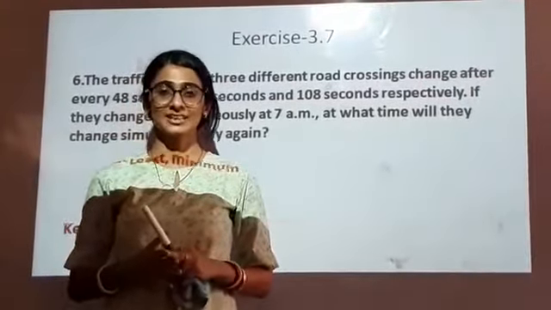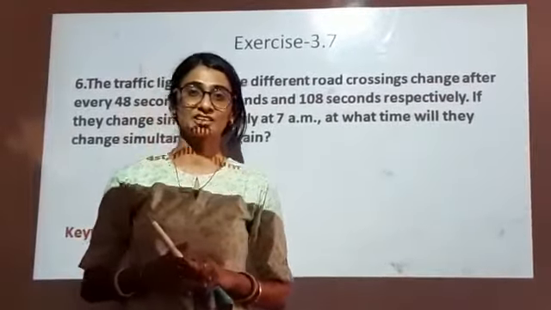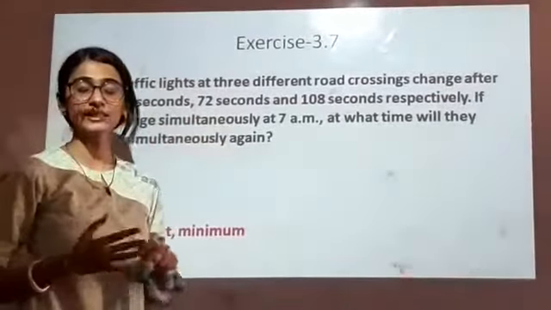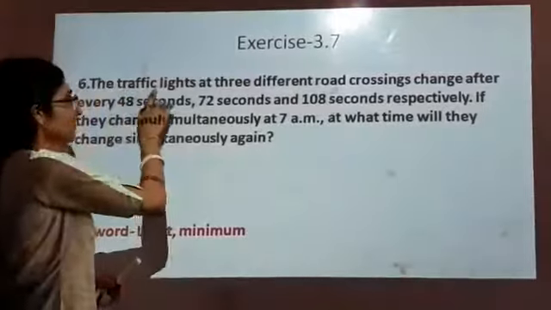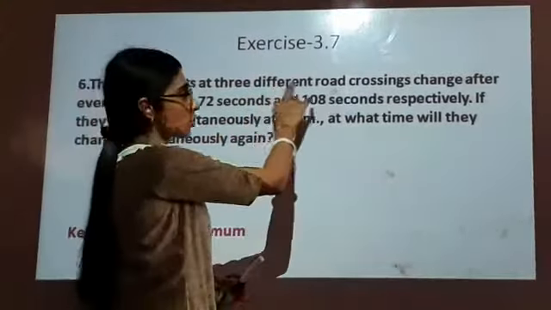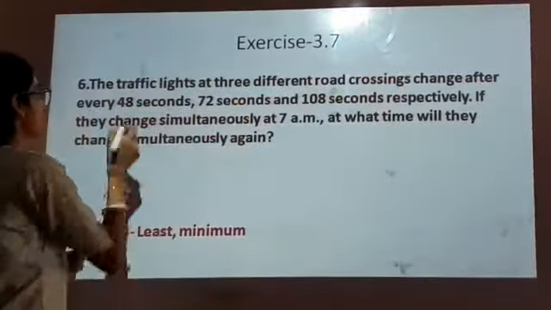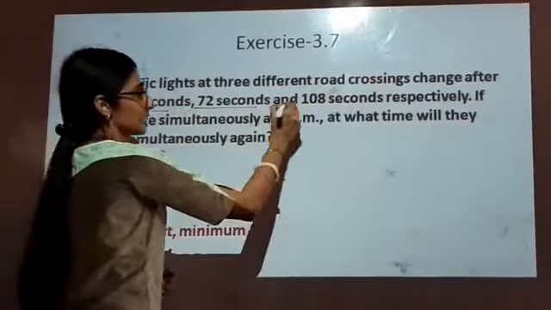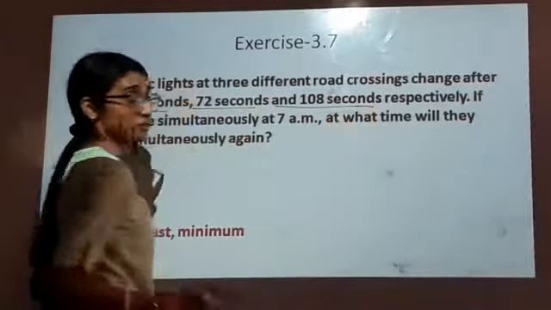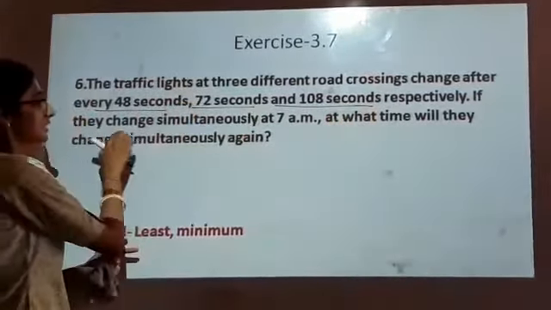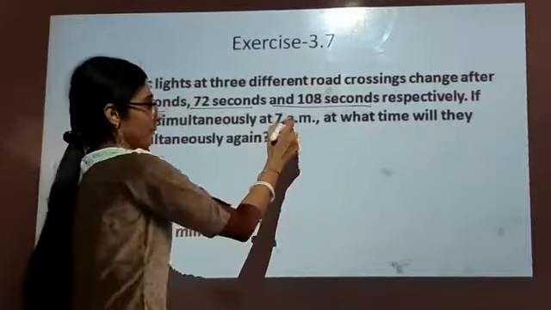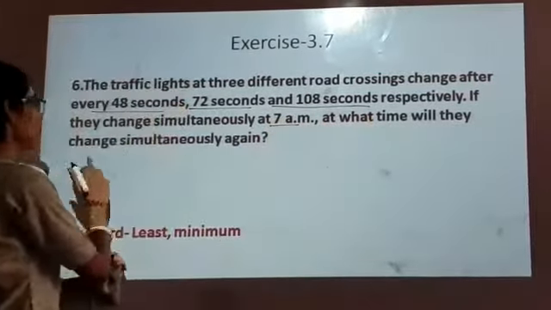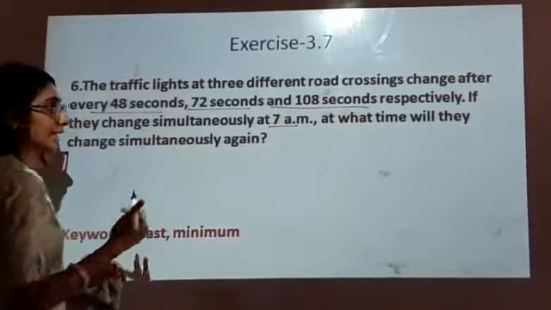Now students, I will discuss question number 6 of exercise 3.7. So let's read the question carefully. The traffic lights at 3 different road crossings change after every 48 seconds, 72 seconds and 108 seconds respectively. If they change simultaneously at 7 am, at what time will they change simultaneously again?